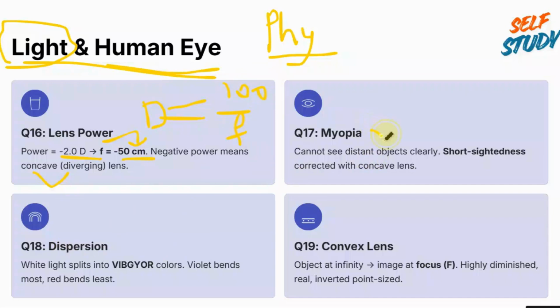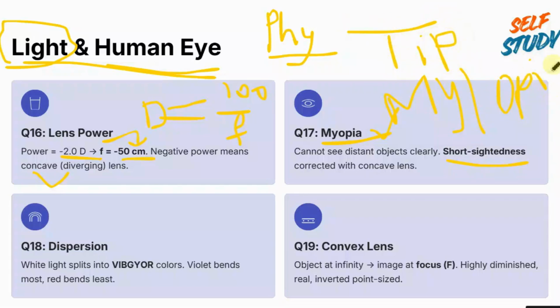Next, topic 17, myopia. Myopia is also known as short-sightedness. Myopia means near, right? My means near me. I can see near, but I cannot see distant objects clearly. You just remember like this.